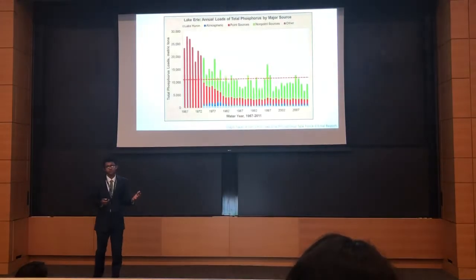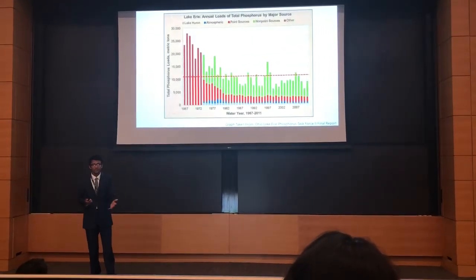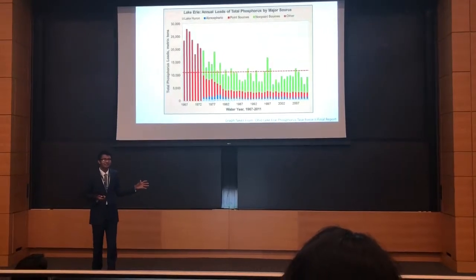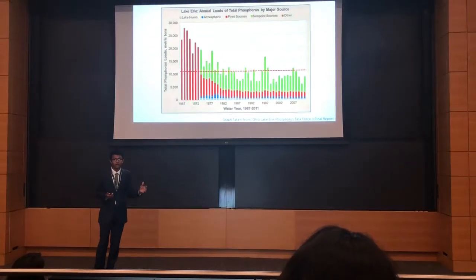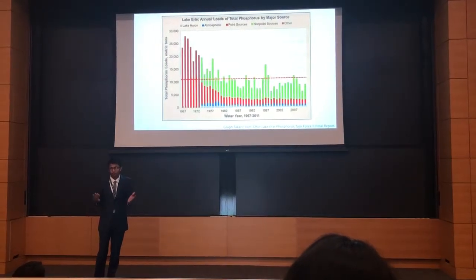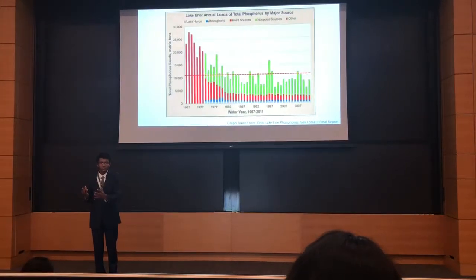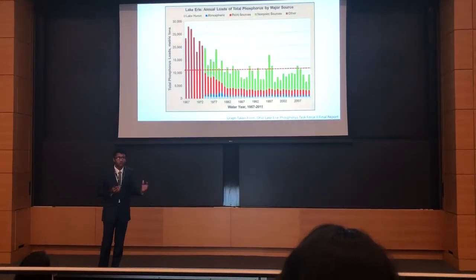So this map shows you the source of phosphorus coming into Lake Erie for the past couple of years from the 1970s. And as you can see on this map, for the first couple of years in 1970, the red bars symbolize point sources. Point sources are sources such as factories or wastewater treatment plants. There you have dirty water coming out of a single pipe, so they're more controlled. For most of the 1970s, the major source of phosphorus were these point sources.